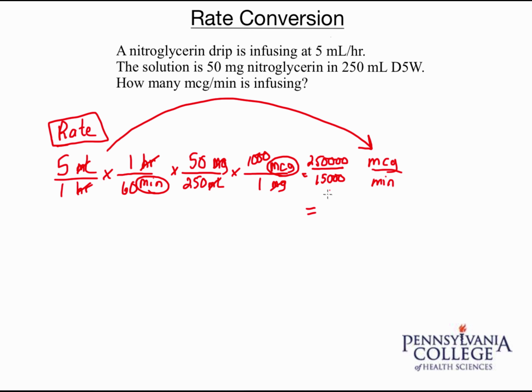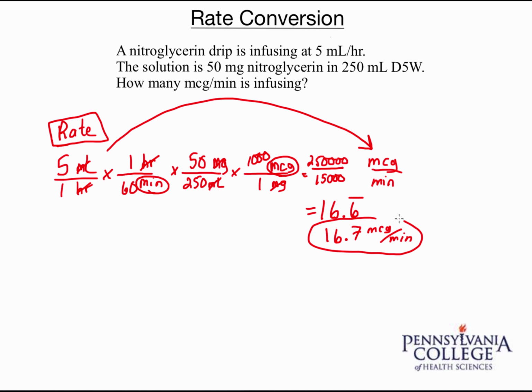So what we'll do instead is simplify these. If you take 250,000 and you divide that by 15,000, you're going to get, in this problem, 16.6 repeating. We're going to round this to 16.7 micrograms per minute.